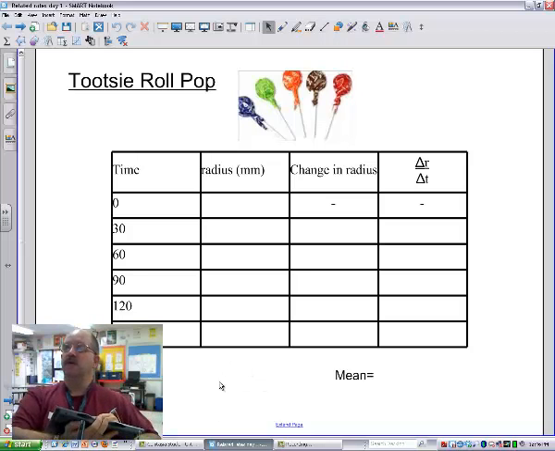What I'm hoping is that by the time you watch this video, you will have this information done. You will have eaten a Tootsie Pop and recorded some data, and then you will have in class figured out the change in radius and how the change in radius divided by the change in time is for each of your things. And then you would have found the mean of all the numbers in this column. If you haven't done that yet, then, well, stop. Okay, come back later at some other point.